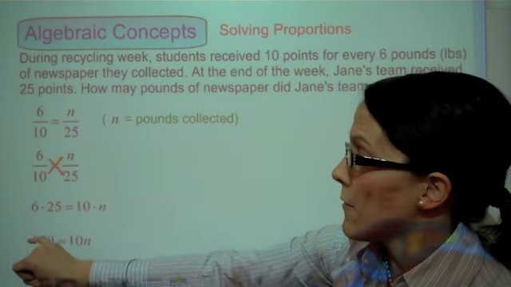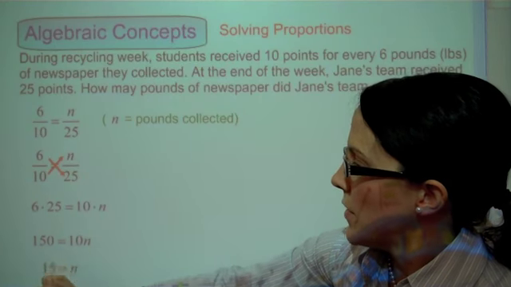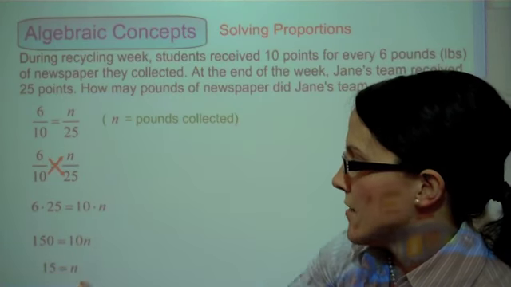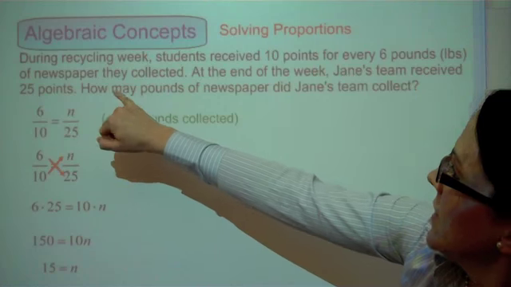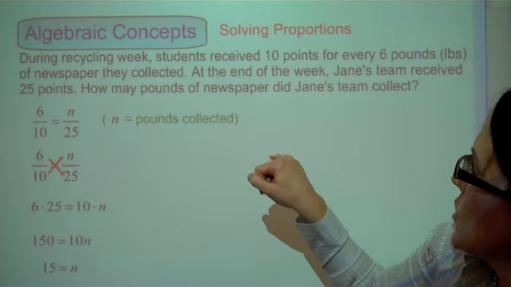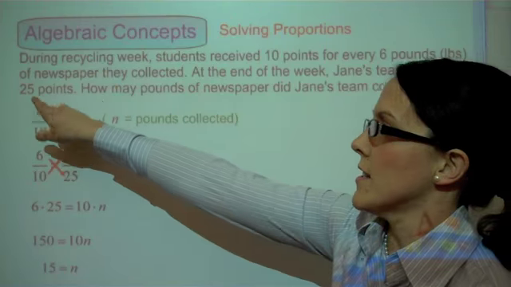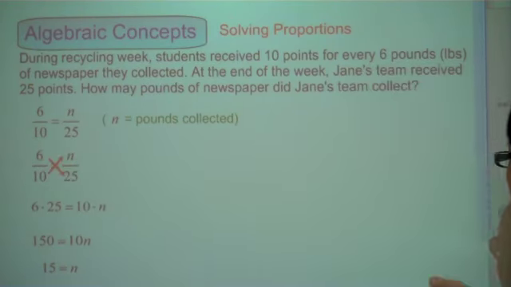We can go ahead and simplify that further. 6 times 25 is 150 equals 10n. Divide by 10, 15 equals n. So I know that 15 pounds of newspaper was able to get Jane's team 25 points.